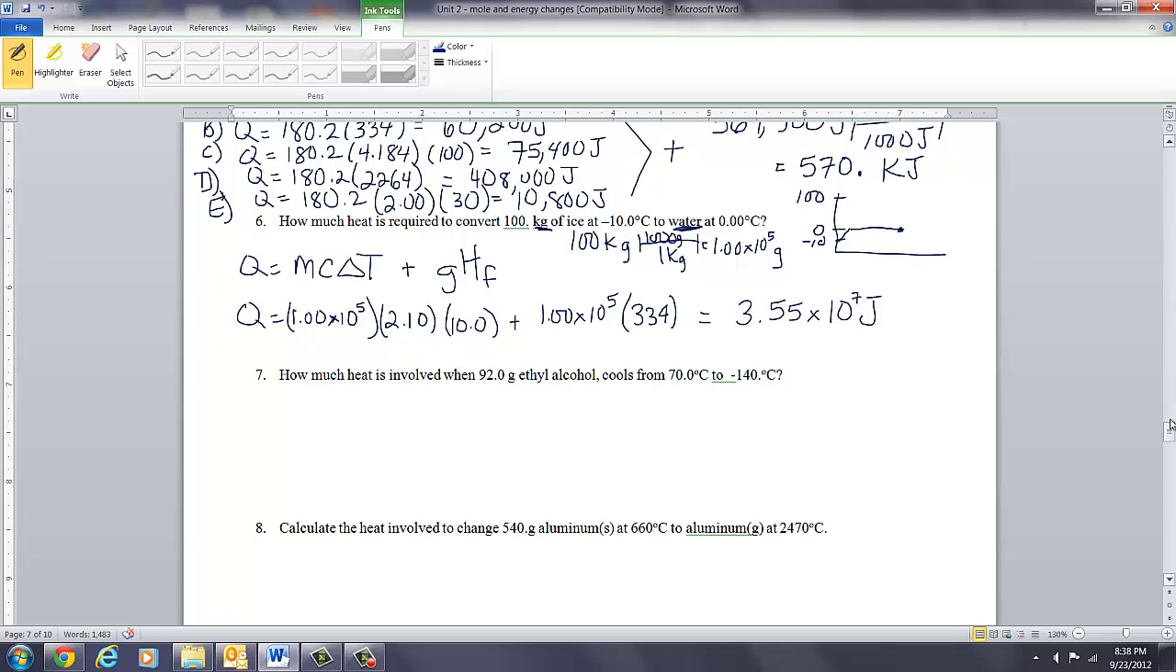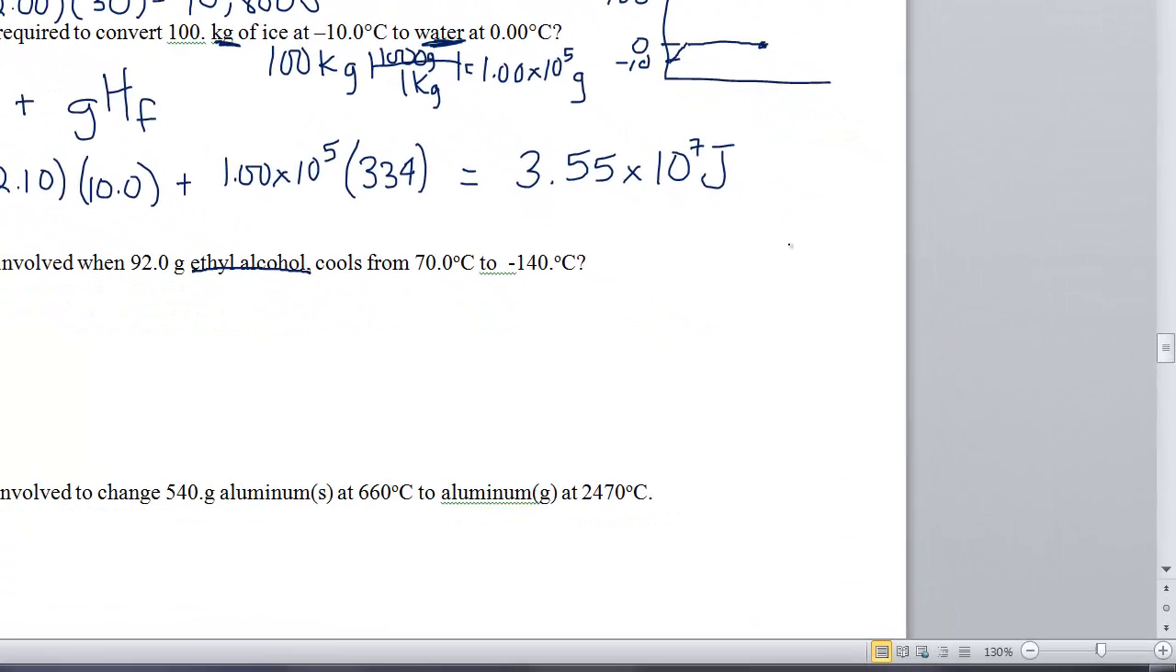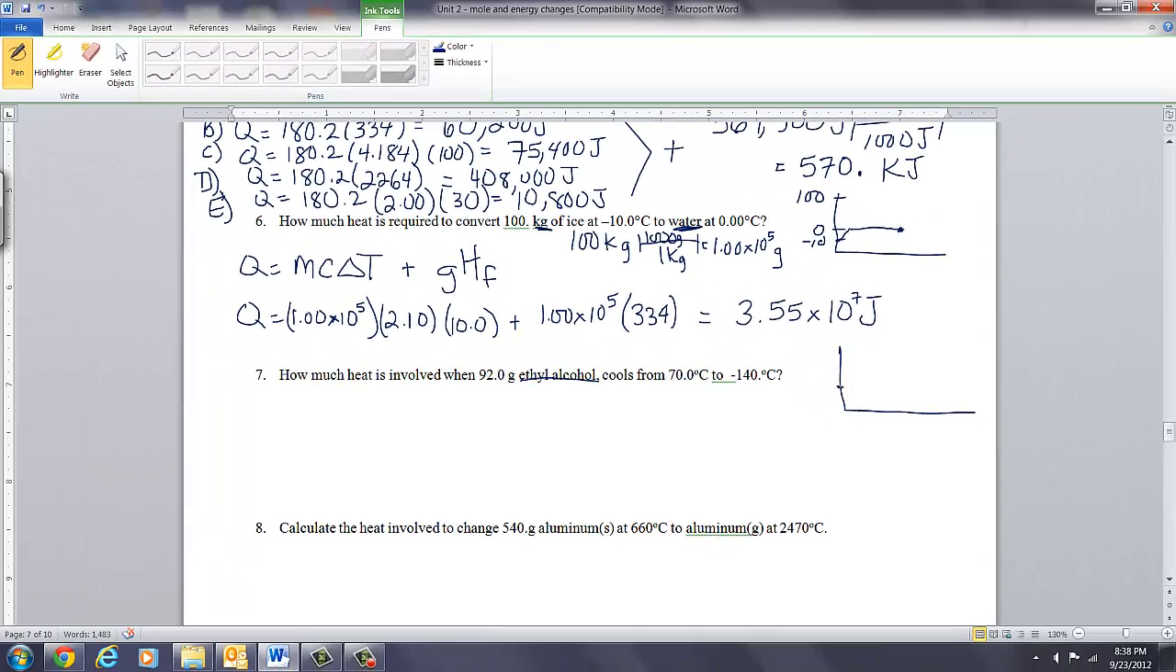Okay, last one we're going to look at together is number 7. And there's something a little bit different about this, because instead of water, look at what I have, ethyl alcohol. So that means when I draw my graph, only difference, I need to make sure I know where my numbers are. So ethyl alcohol melts at a negative 120 and it boils at 80.